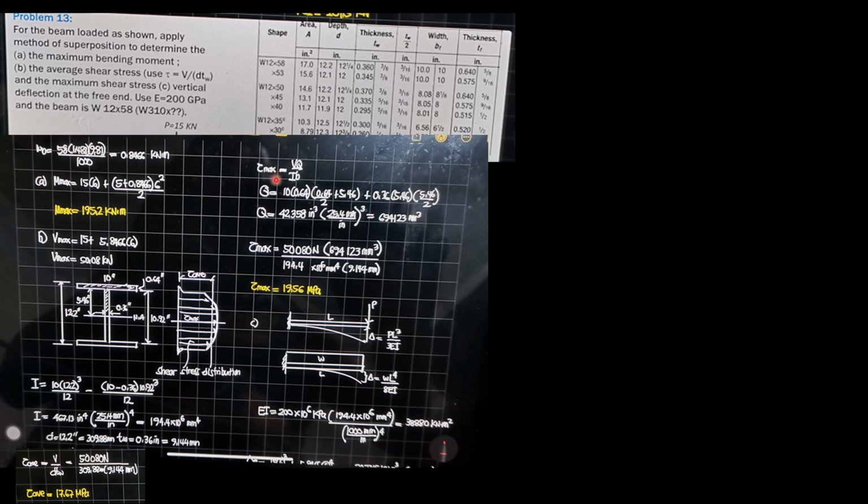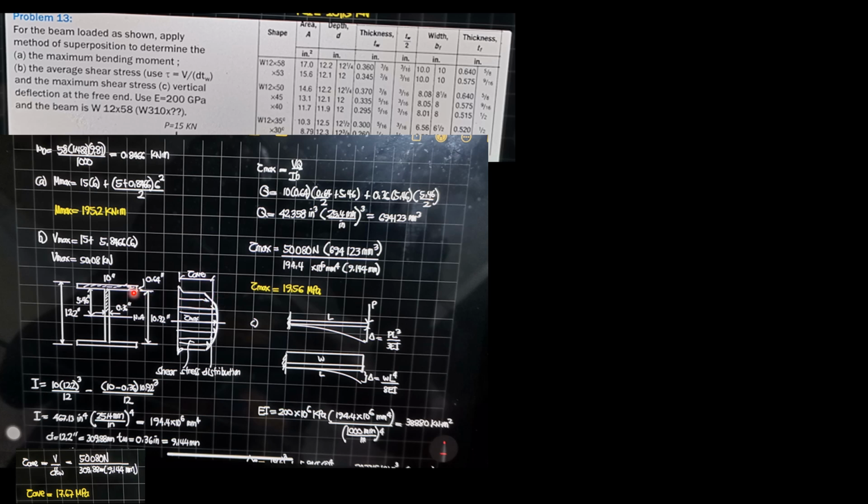The maximum shear stress can be computed using VQ over Ib. Q is the static moment of area of the upper half or the lower half for symmetrical sections. So for the static moment of area for the upper half, by the way, this is the shear stress distribution, if you can recall from your strength of materials. So this is the average. The maximum occurs at the neutral axis. So therefore, it is slightly greater than tau average.